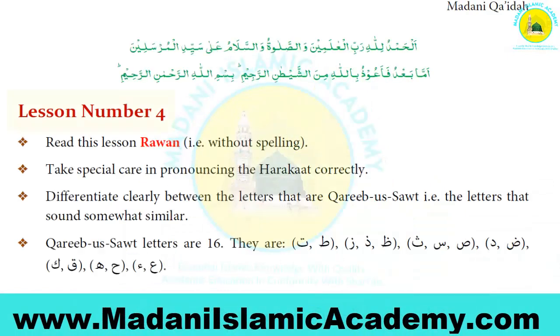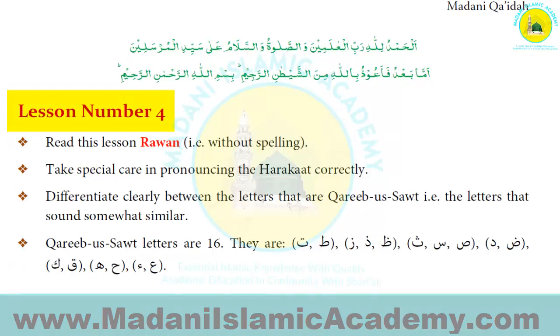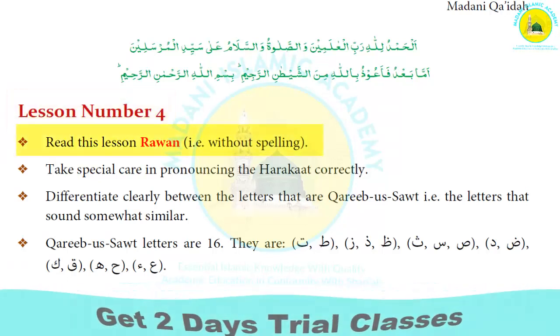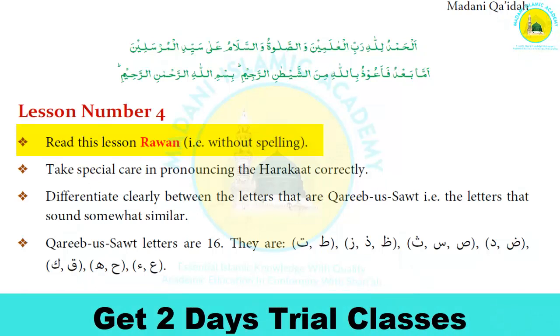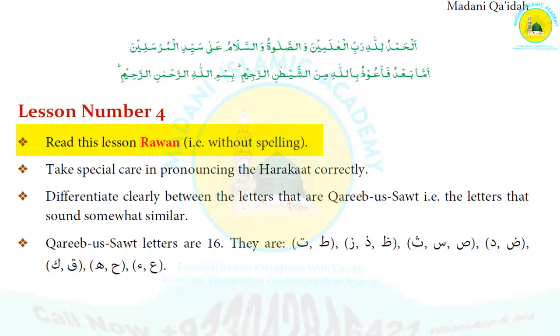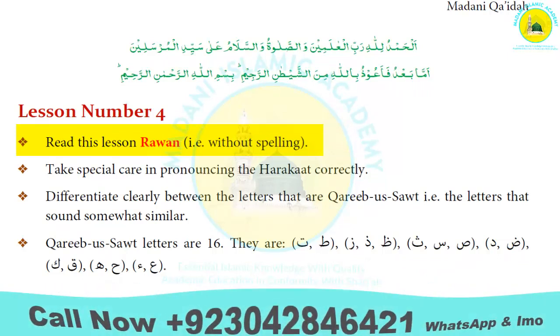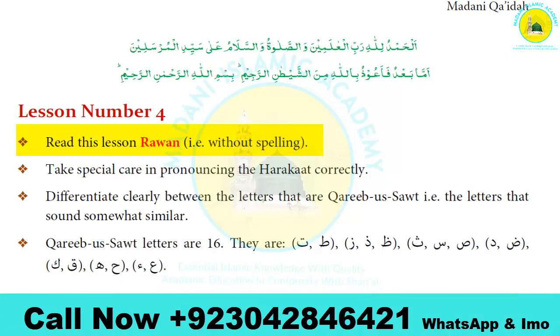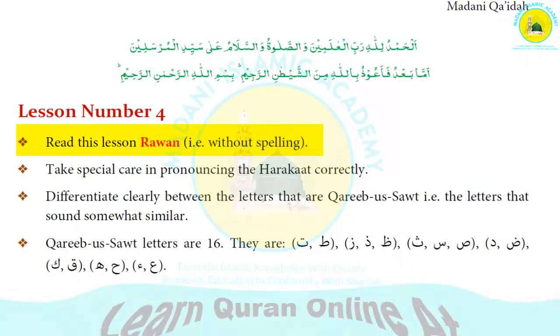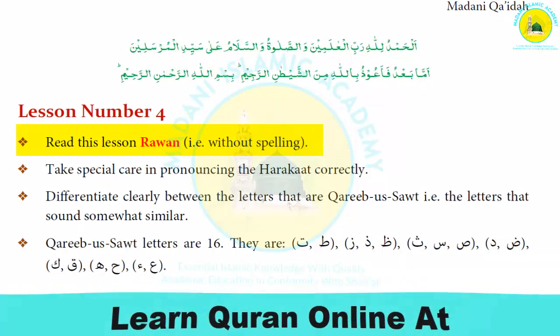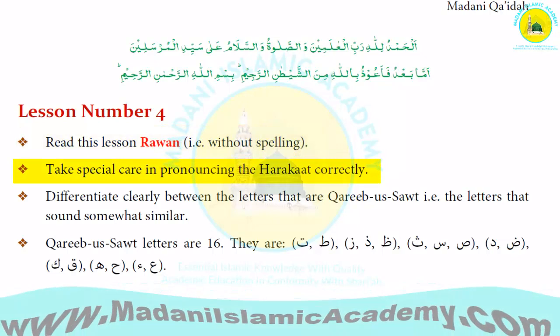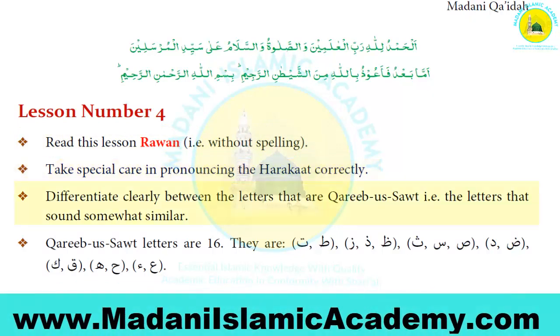Now lesson number 4, let's read the rules first. Read this lesson ravan, without spelling. So ravan means flowingly, without spelling. Like in the previous lesson, we were spelling them out, weren't we? Hamza, Zabar, A, Hamza, Zair. In this lesson, basically lesson number 4 is a revision of lesson number 3. So try to memorize this word as well. It's called ravan. And take special care in pronouncing the harakat correctly.